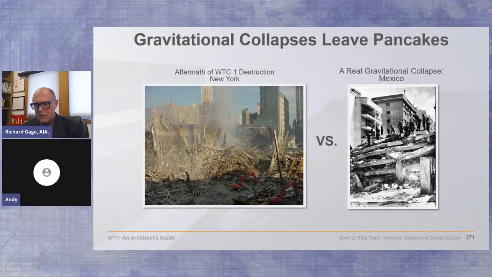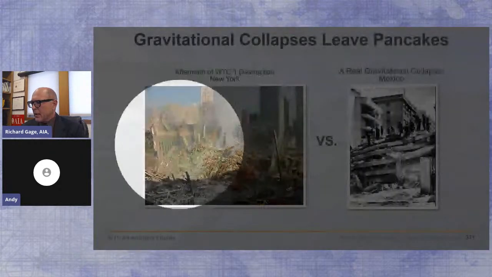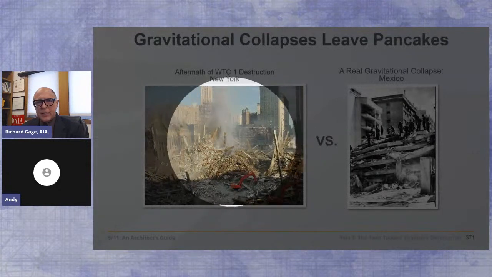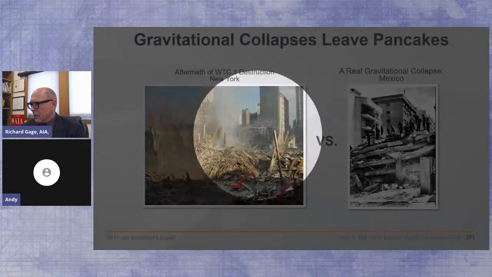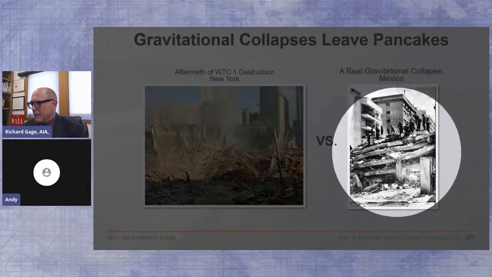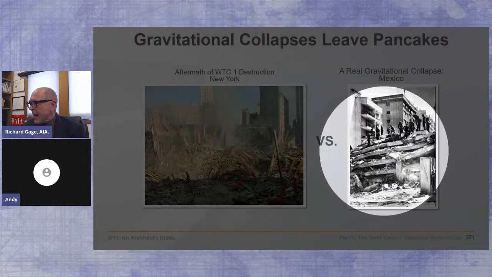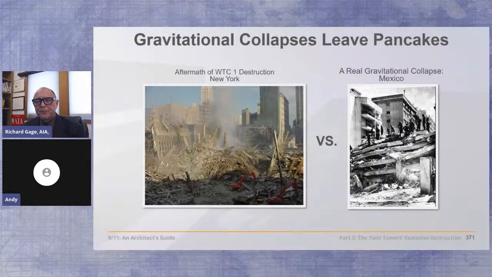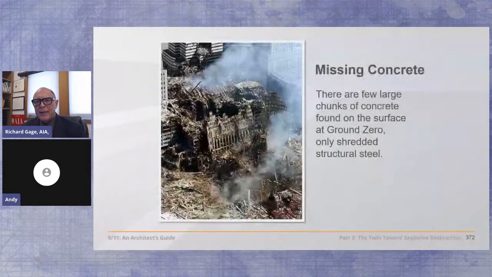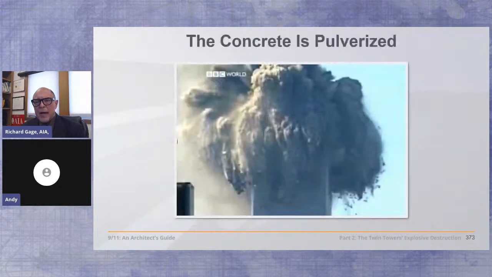All we see is a 2-story pile of perimeter columns and miscellaneous metal. What we should be looking at is 110 floors damaged but stacked up in some fashion. Where are they? It's missing. 90,000 tons of concrete is missing.